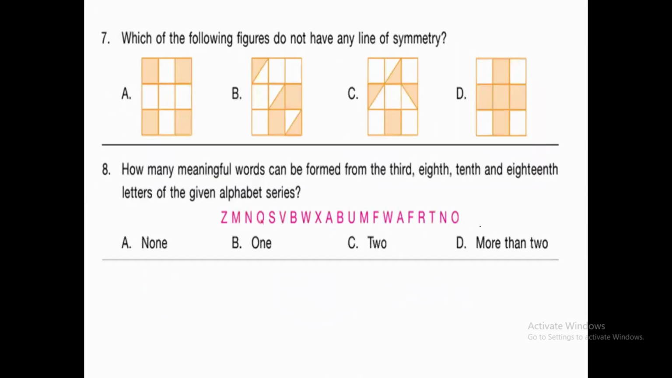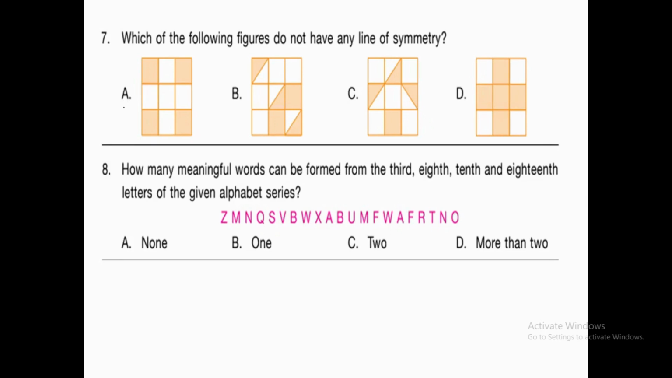Now let's move to the next question, question number 7. It says which of the following figures does not have any line of symmetry? We know that a line of symmetry is something that divides a certain figure into similar parts. It can be 2 parts, 4 parts, or 3 parts, but the line of symmetry divides the figure into similar parts. All the parts should be the same as each other.